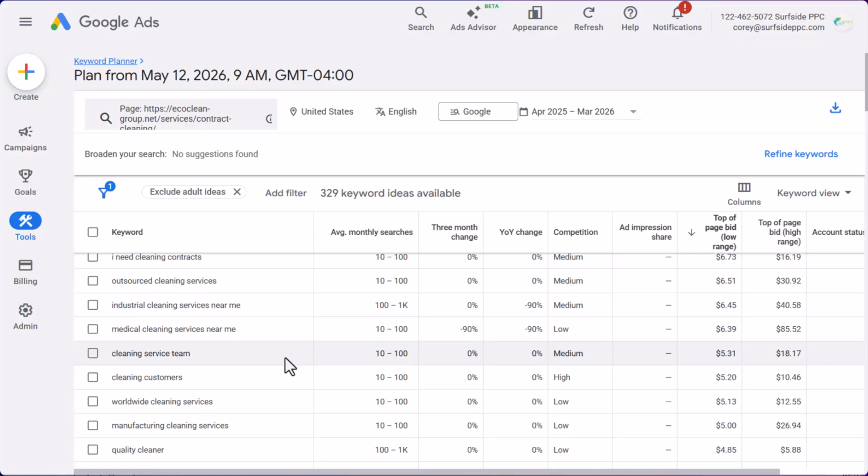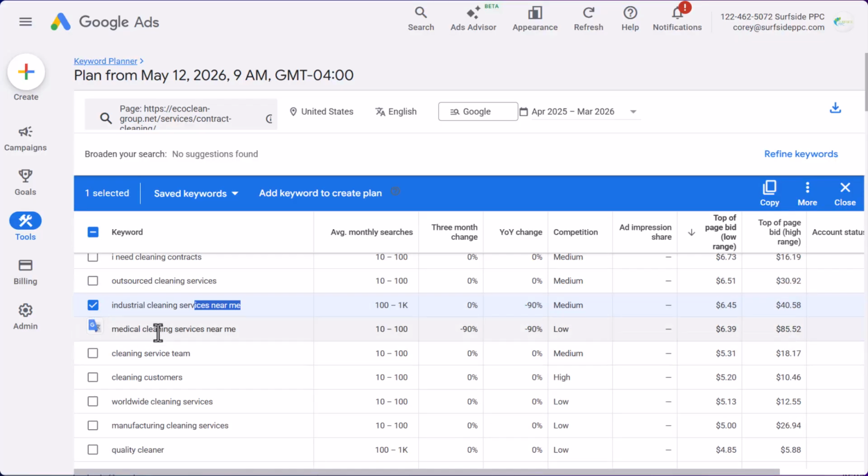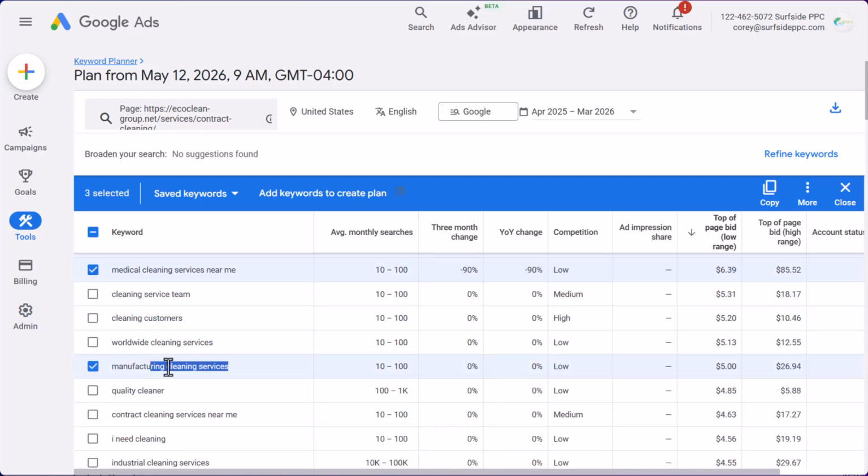Industrial cleaning services near me. That's kind of the keyword that we're going to be looking for. So what I start doing is start pulling out some of these keywords. Industrial cleaning services near me. Medical cleaning services, it probably works for them as well. Not worldwide. Manufacturing cleaning services. These are kind of the ones I would start with.